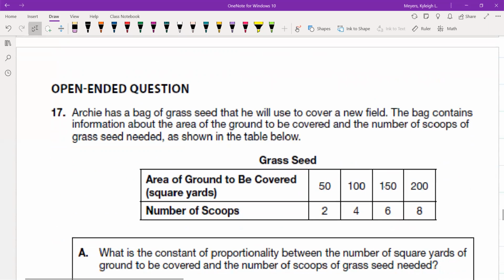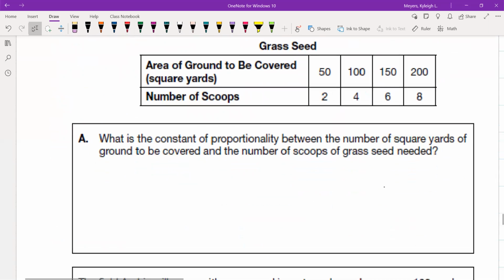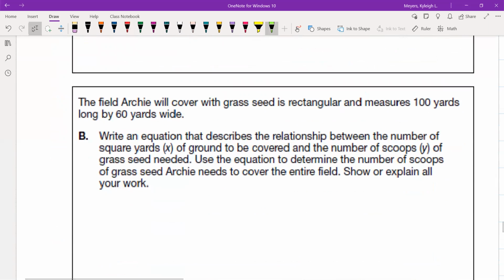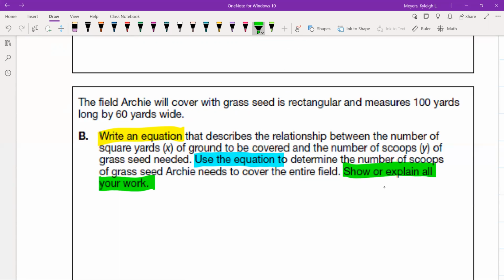Skipping down to this open-ended question, this is extra credit. So it's extra credit. Okay, so you don't need to do it, but you can do it. It's optional. Just going to give you some hints here. So constant of proportionality, remember, is K equals Y over X. Question B has a lot of parts. It says write an equation. You need to make sure you write an equation. And then it says use the equation. And then it also says show or explain all your work. So you need to do all 3 of those things for that question.